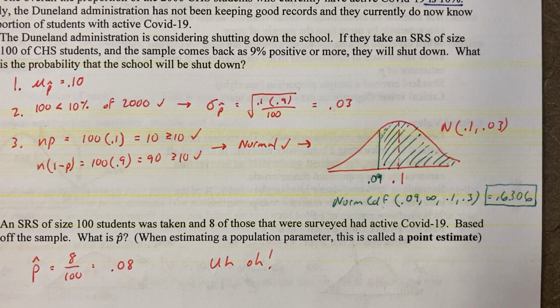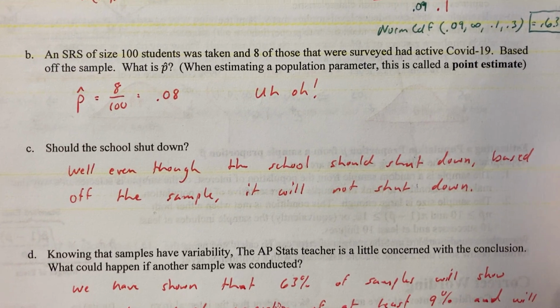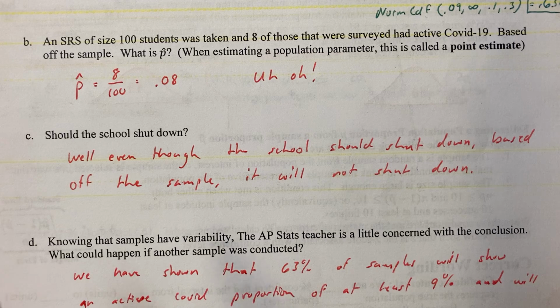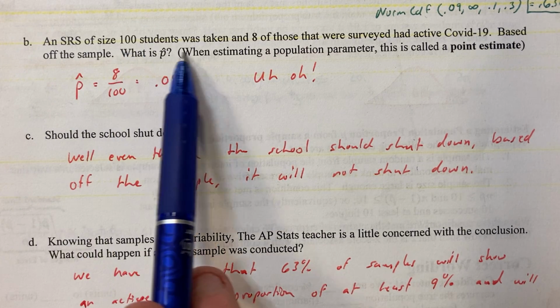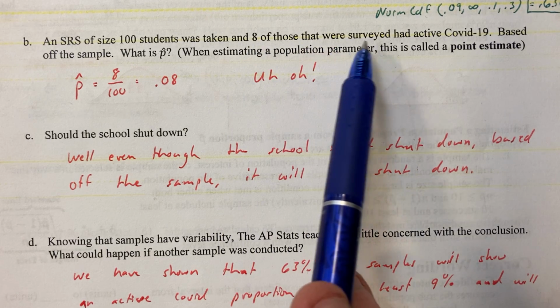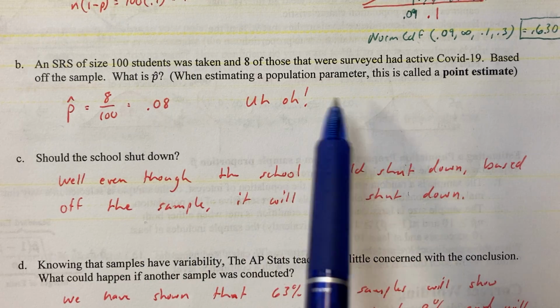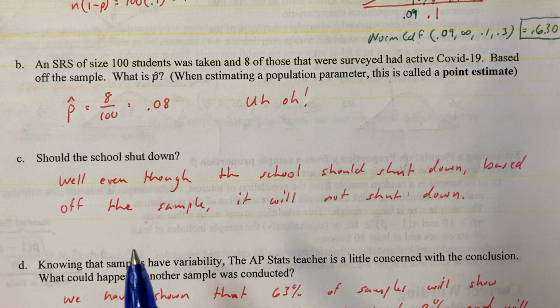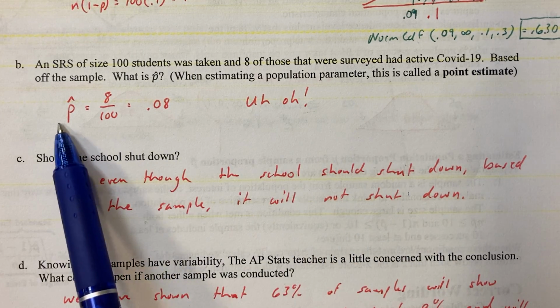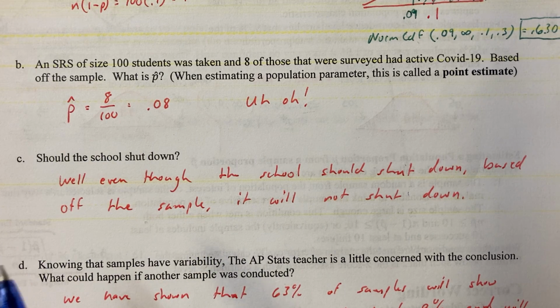Now, as I work through this video, obviously pause, write down as you need to, rewind. It's nice, actually. A video actually works really well. B. Okay, so the administration did take a sample of 100 students, and 8 were found to have active COVID-19. Uh-oh. Because that's a sample of 8%, which means they're not going to shut the school down.